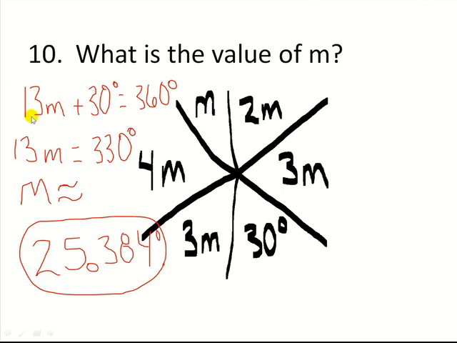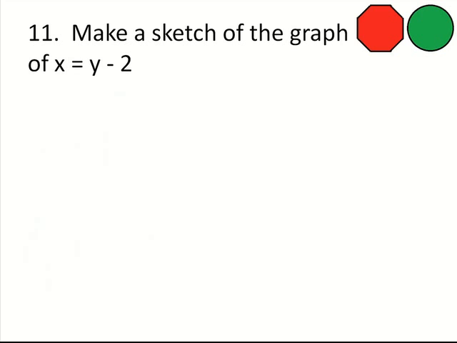Well, let's see. We have 13 M's, so we know that 13M plus 30 is 360 degrees. Subtracting 30 degrees from each side, I wind up with 13M equals 330 degrees. M, correct to 2 or 3 decimal places, is 25.384. It would go on for much longer than that, but this is correct to 3 decimal places.